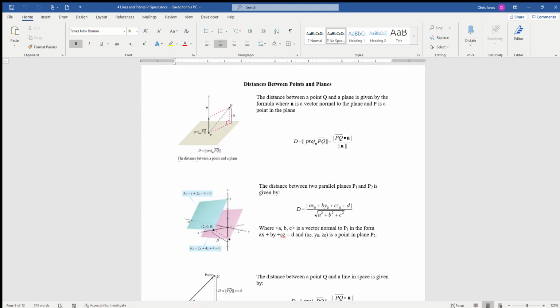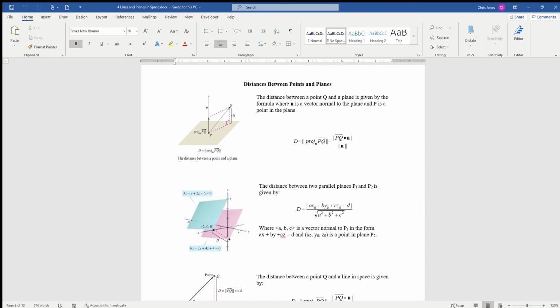In the last video in this section, we're going to utilize dot product, cross product, and magnitude to be able to find the equations of planes and lines, to be able to find our distances between different types of points and geometric objects in space.